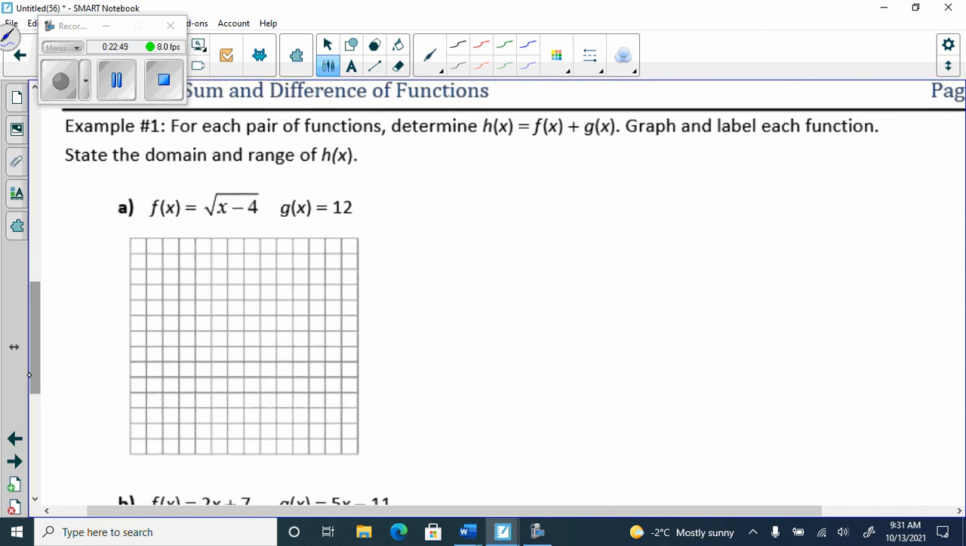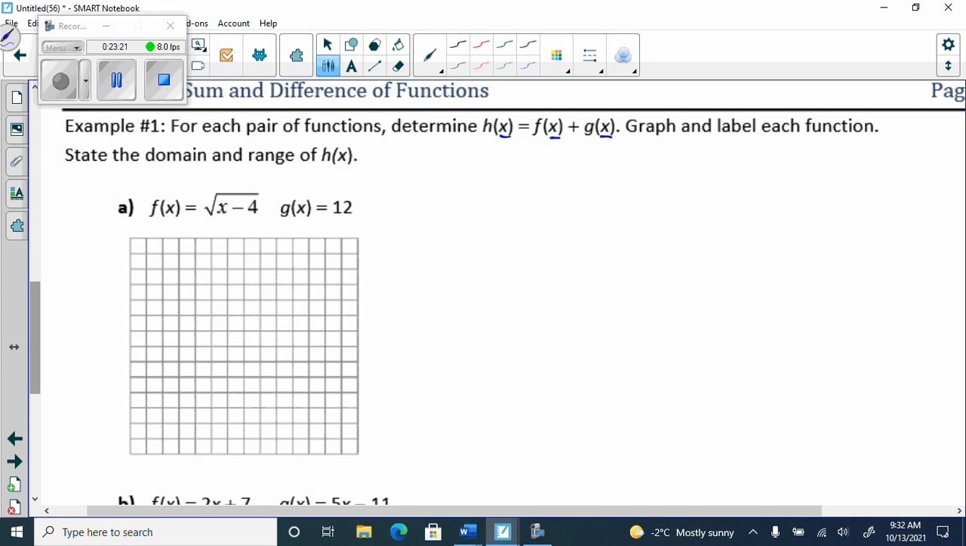Sum and difference. So we're doing addition, subtraction, multiplication, and division for this day and tomorrow. So if I go h of x equals f of x plus g of x, what's my x's in all of these? Just x's, right? So I'm allowed to add them if I have the exact same x value. So I have h of x equals f of x plus g of x. Graph and label each function, state the domain and range.